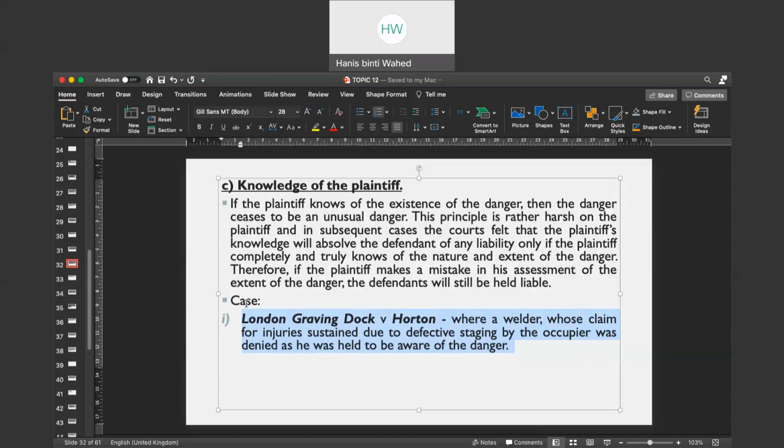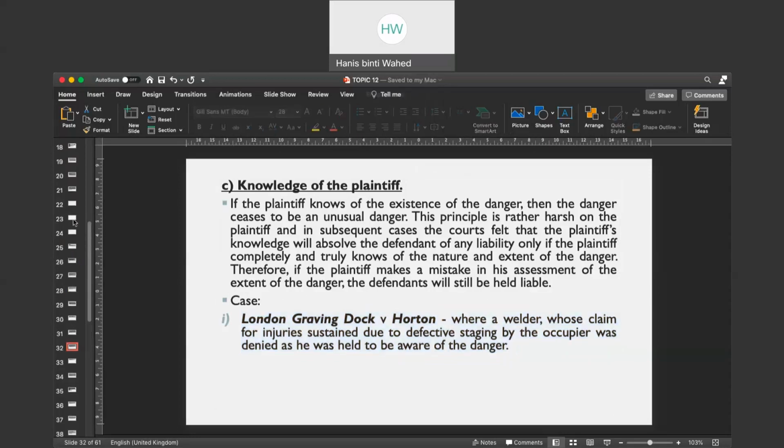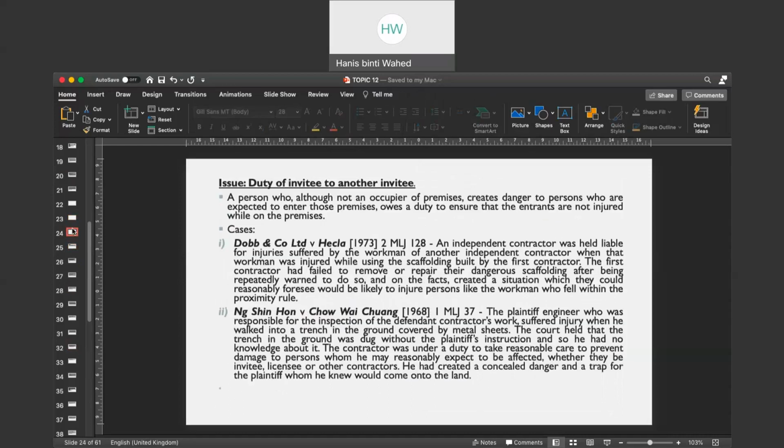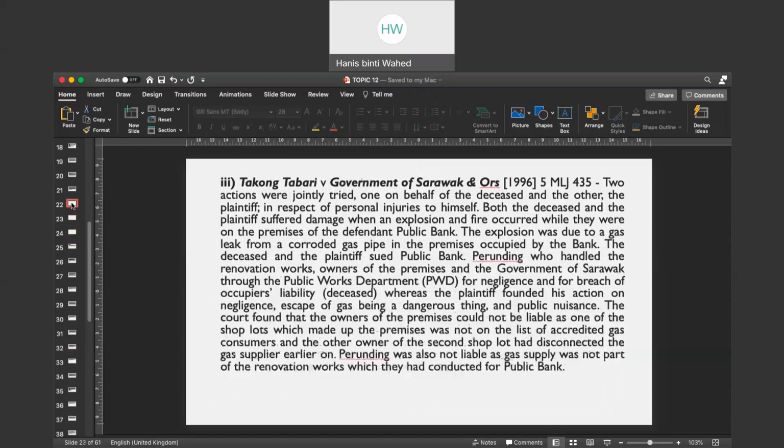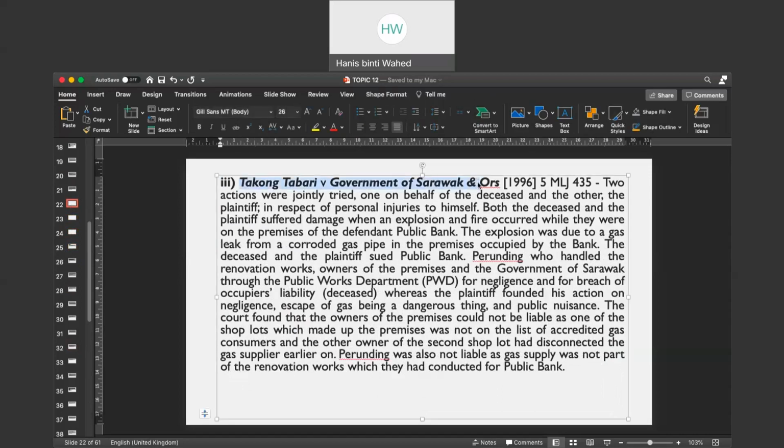So to understand better on this point, you can also refer to another case, the case of Takung Tabari. If you read this case, it's quite lengthy, the facts. But basically, the deceased in this case was a customer in the premises of the public bank. So in this case, the public bank was the defendant.